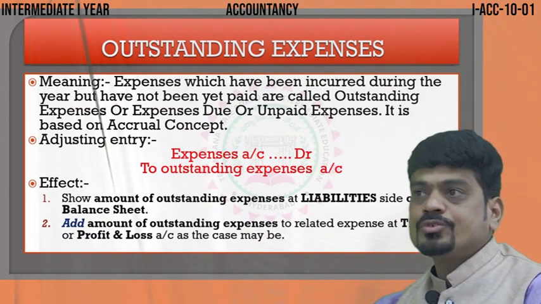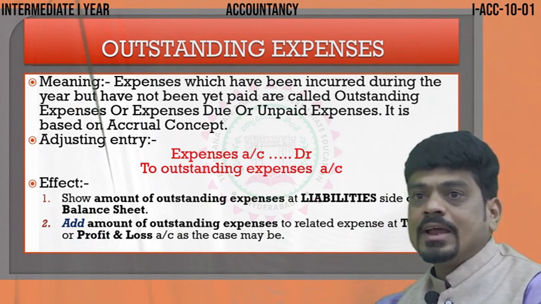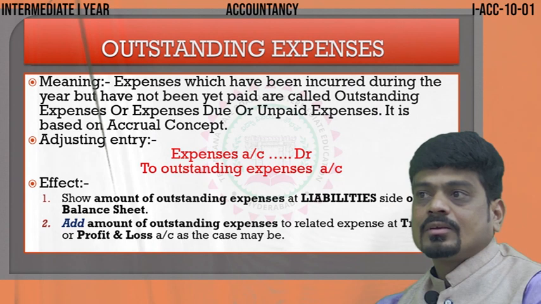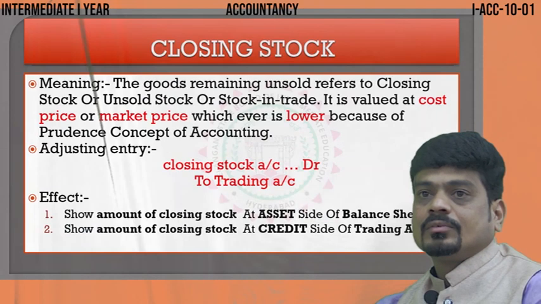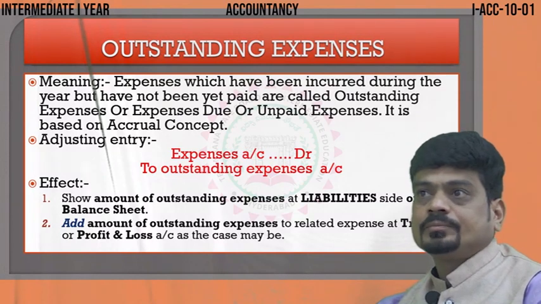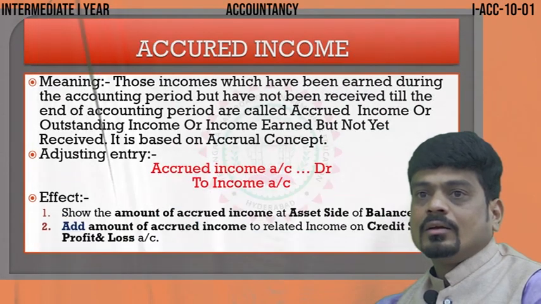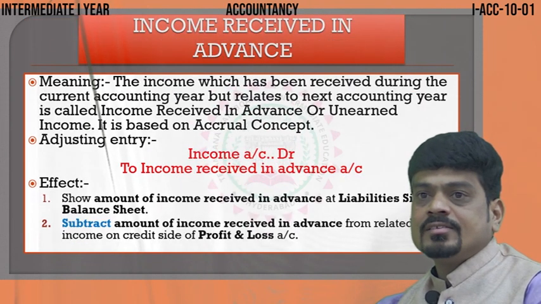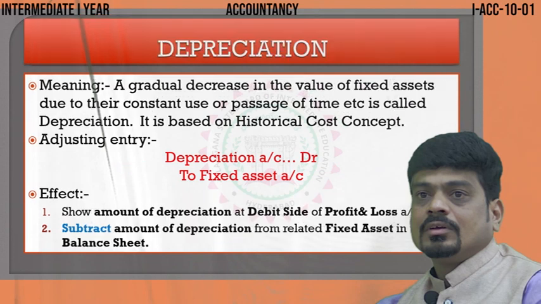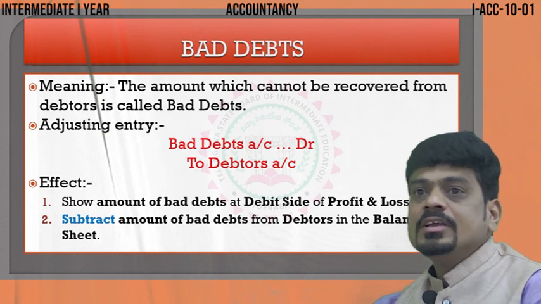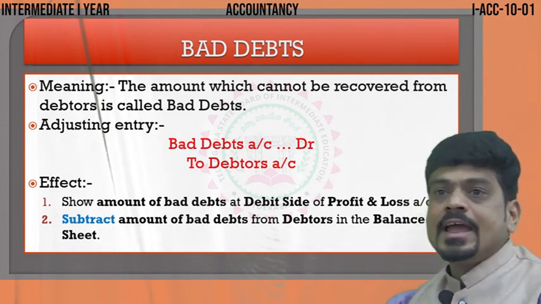Every adjustment has a twofold effect, I told you. Outstanding expense, closing stock, outstanding expense, prepaid expense, accrued income, income received in advance, depreciation, bad debt. These are the main adjustments for this academic year.